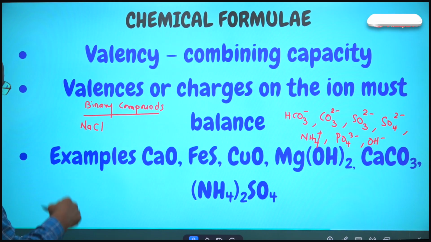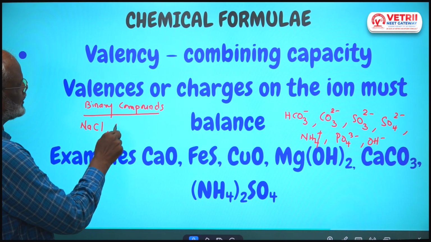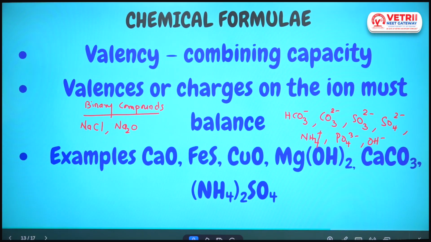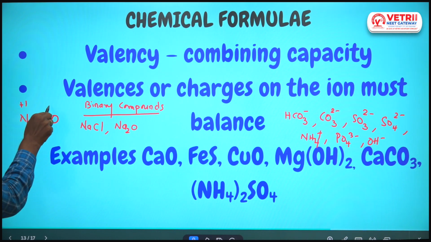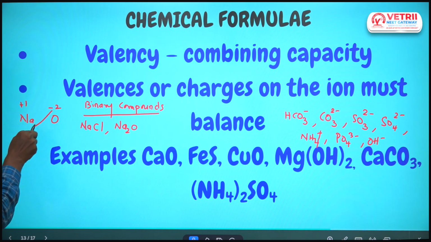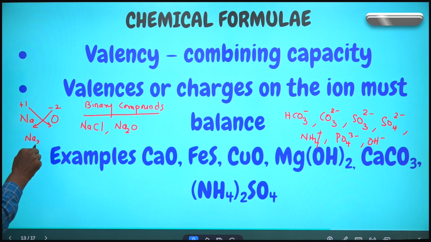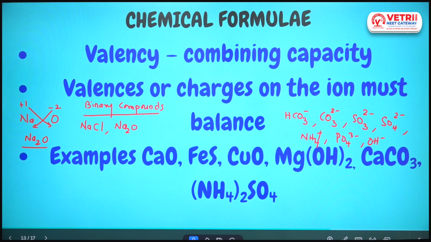Suppose you want to write Na2O. Why is it Na2O? Here you have to consider the valency. For sodium the valency is plus 1, for oxygen it is minus 2. Now you cross these two numbers. So Na2 and O, Na2O.